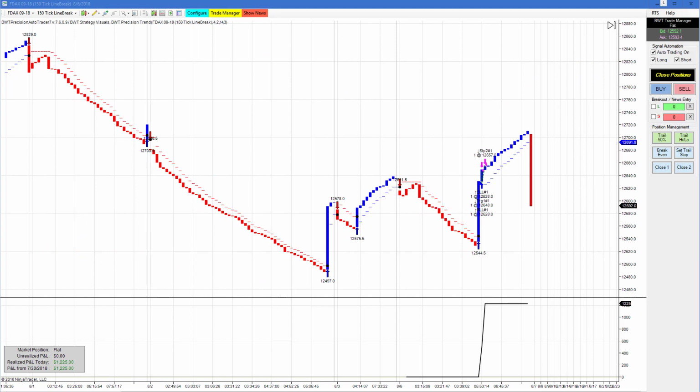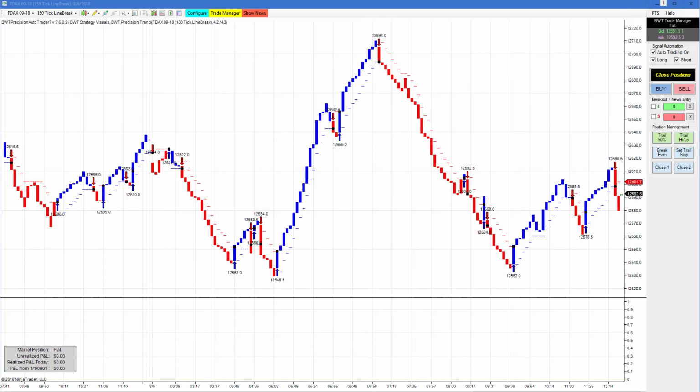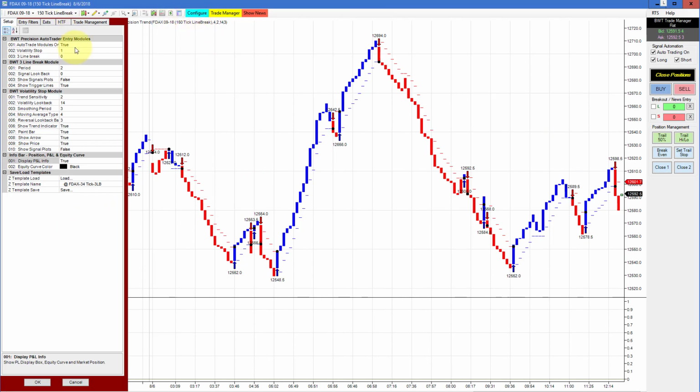So with the line break chart, you can set the number of line breaks. Obviously I need to change this. That's not the intention on this chart. Okay, so I've changed the number of line breaks here to 3, and this allows us to get in the move much earlier. Here's that long and short move here, and there's a little bit of noise here. This could be filtered out by the precision trend by raising the sensitivity.